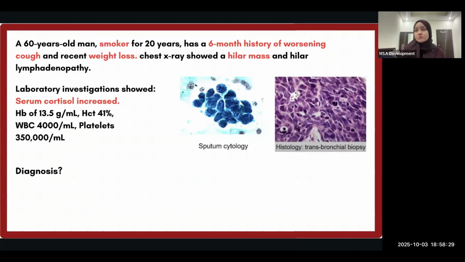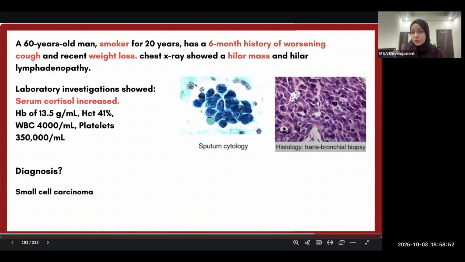So what cancer or malignancy do you know that could cause increased cortisol? What is the cause of increased cortisol? Cushing's. What causes Cushing's, or what paraneoplastic syndrome? What cancer is associated with a paraneoplastic syndrome of Cushing's? That would be small cell carcinoma.